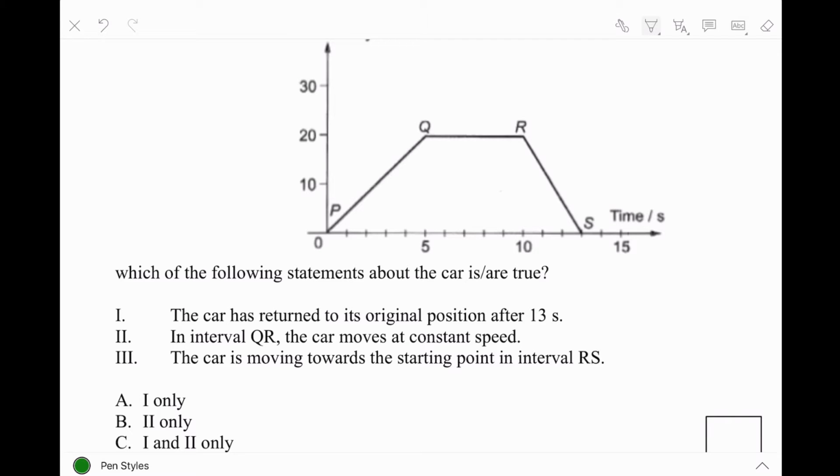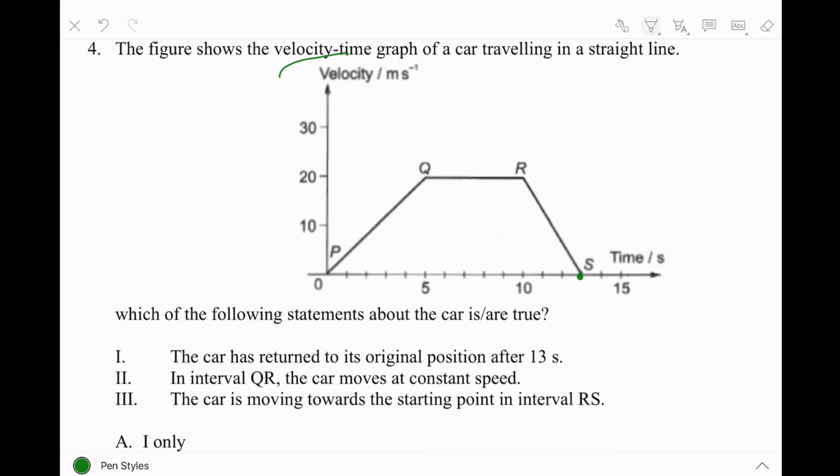All right. So the way I usually do it is just forget everything and look at the statement. So statement 1, the car has returned to its original position after 30 seconds. Now this is velocity versus time. It just says at 30 seconds, the velocity is 0. It means it stopped, but it doesn't say it returned to the original position.